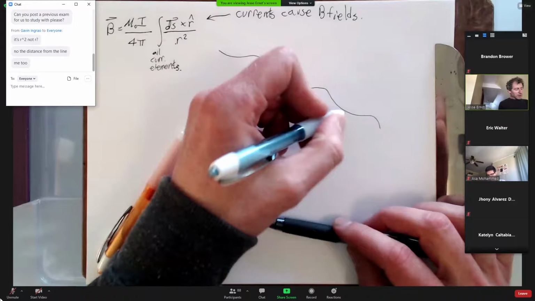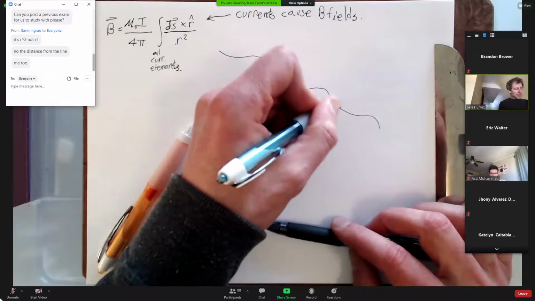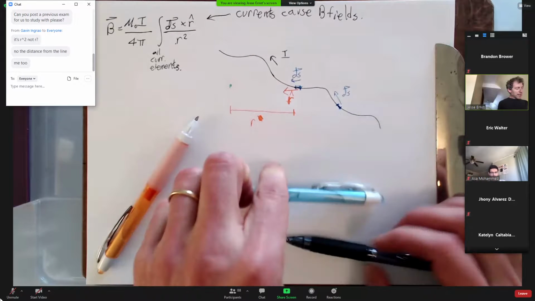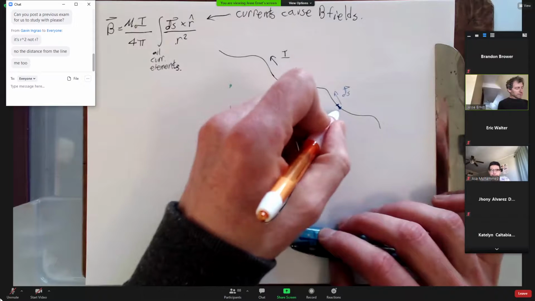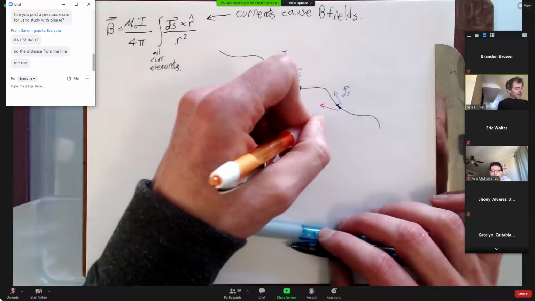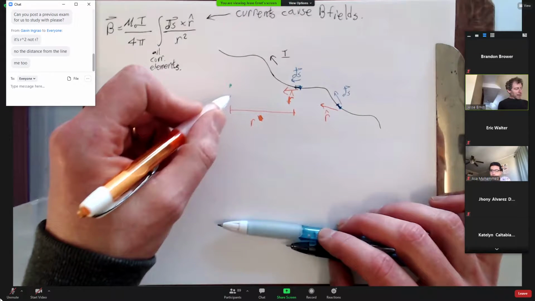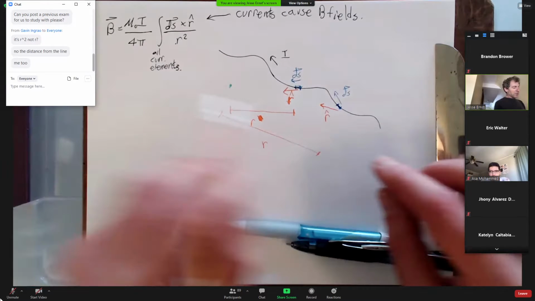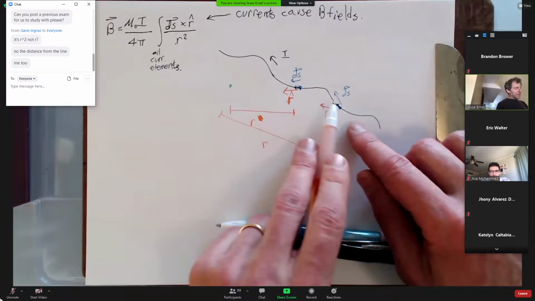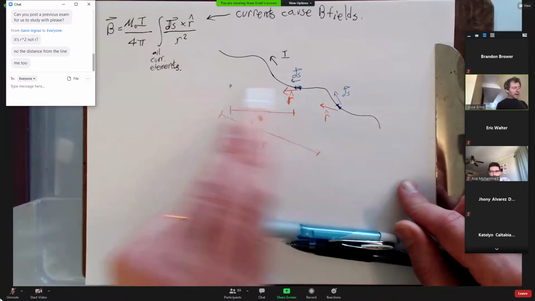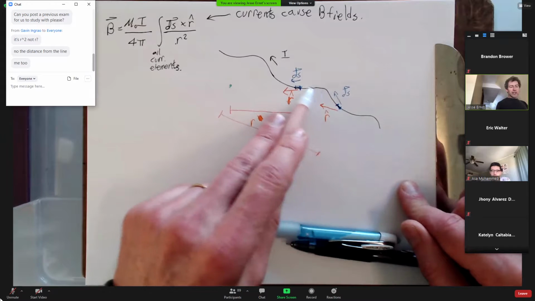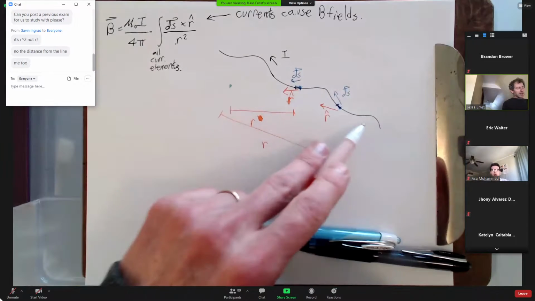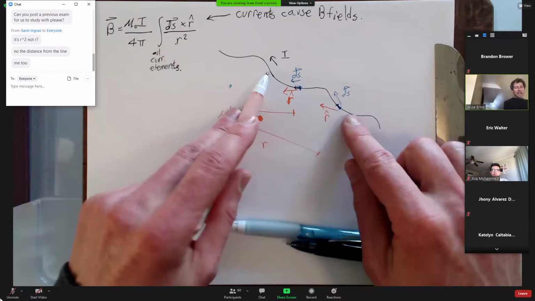So here's another little current element. In this case, ds vector points that way. R hat now points this way, and the length from there to there is now R. So you get some contribution to the B field here from this element. If you want the total B field here, you'd have to integrate over all of these current elements. And to do that, you'd have to know the exact shape of this wire, how much current is in it, and where exactly this spot is.